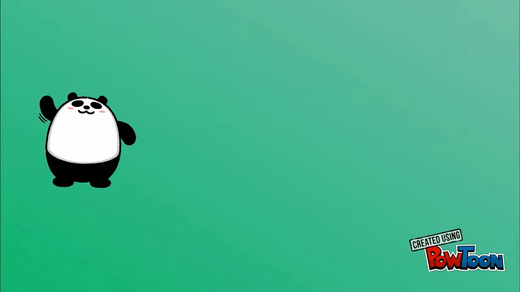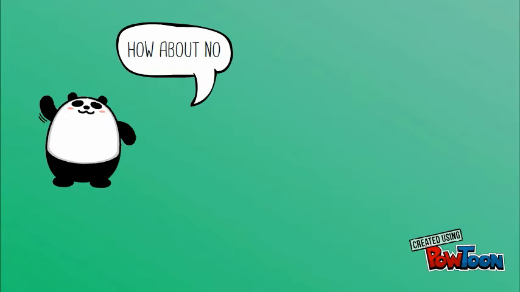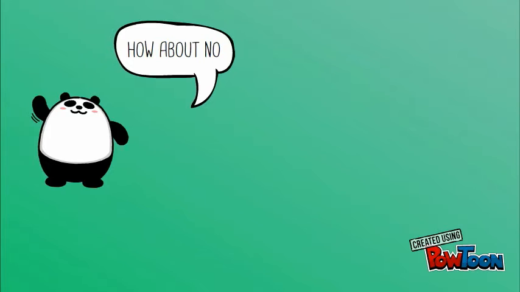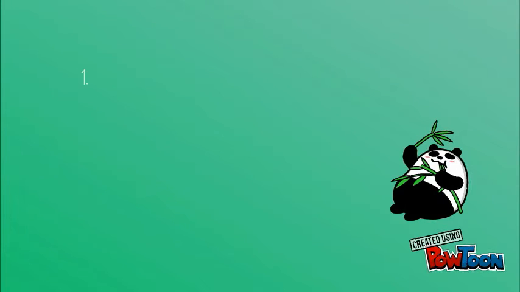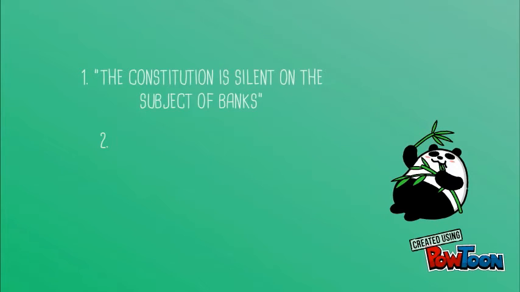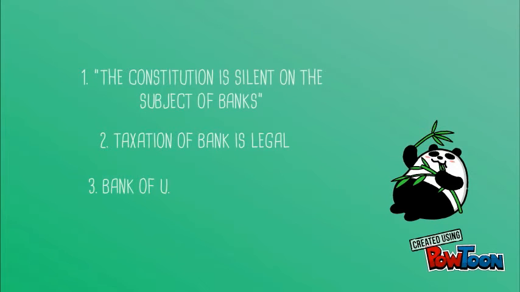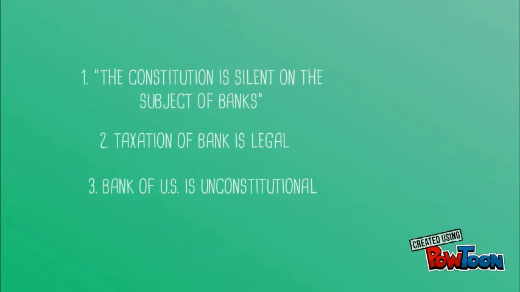James McCulloch, the head of the Maryland branch, refused to pay the tax and was subsequently fined. McCulloch appealed, but the Maryland Court of Appeals ruled that the Constitution is silent on the subject of banks, and that not only was the taxation of the bank perfectly legal, but the bank itself was unconstitutional. The case was then appealed to the Supreme Court.